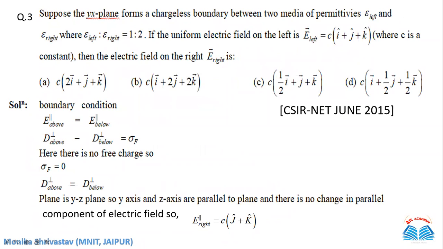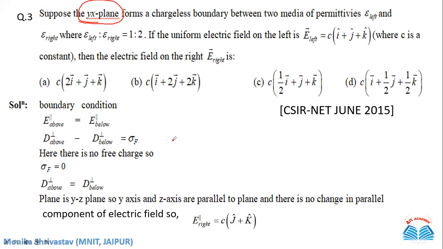This is question number 3. Suppose the y-z plane forms a chargeless boundary between two media of permittivity epsilon left and epsilon right, where the ratio of epsilon left and epsilon right is 1:2. If the uniform electric field on the left is given, where C is a constant, then the electric field on the right will be. We have the electric field on the left, and we have to calculate the electric field on the right. One condition given is the y-z plane.